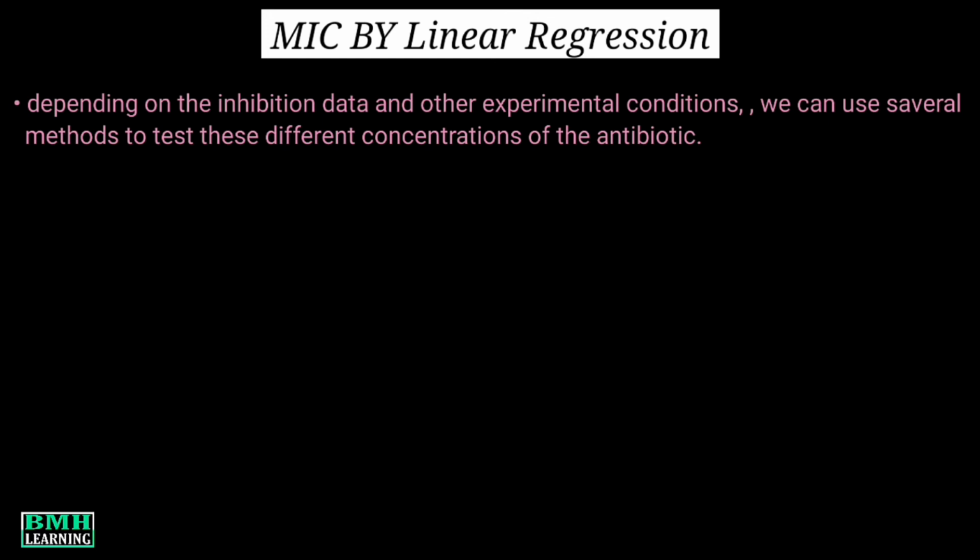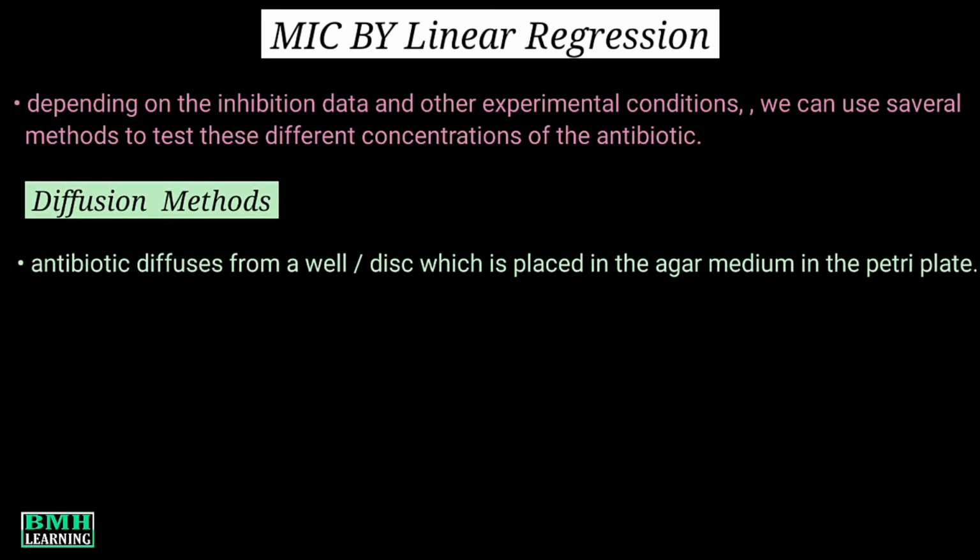Now, depending on the inhibition data and other experimental conditions, we can use several methods to test these different concentrations of the antibiotic, like diffusion methods, in which antibiotic diffuses from a well or a disc which is placed in the agar medium in the Petri plate. And apart from diffusion methods, there are many other techniques also. So the point is, we got the data regarding how effective the different concentrations of antibiotic are.